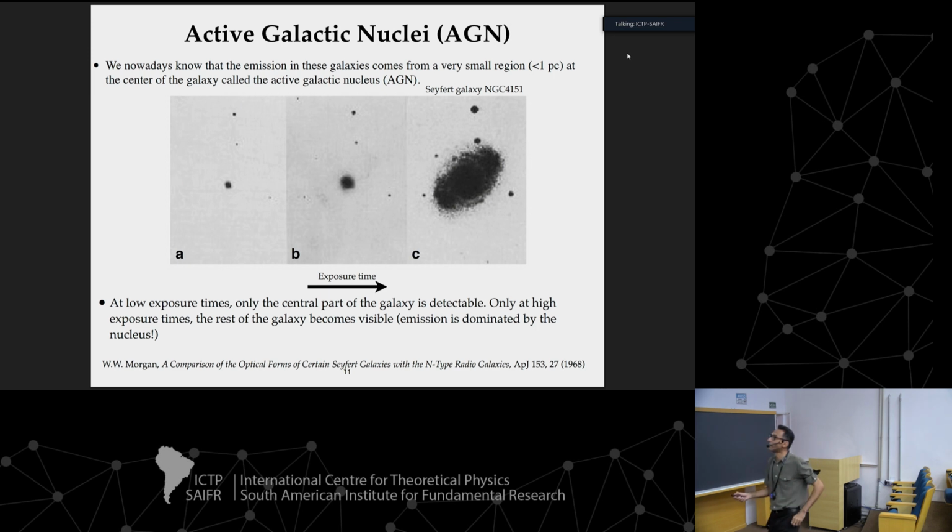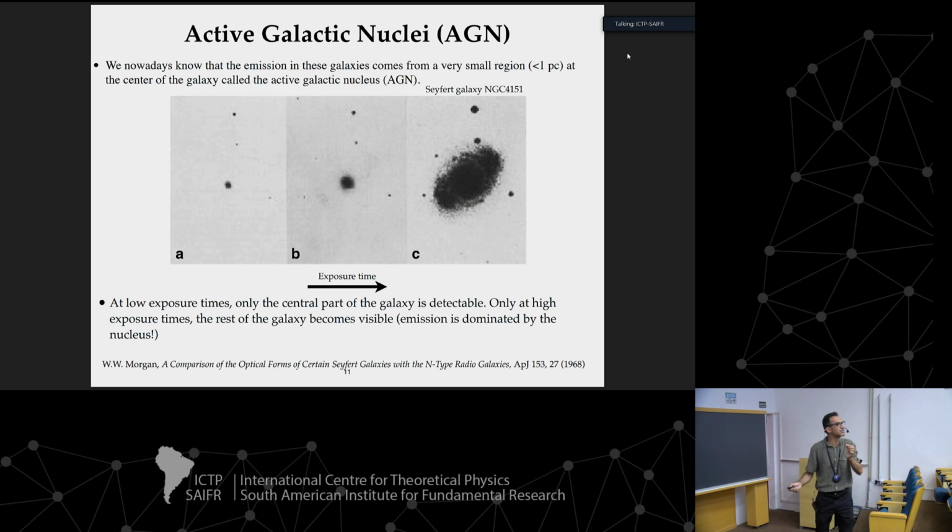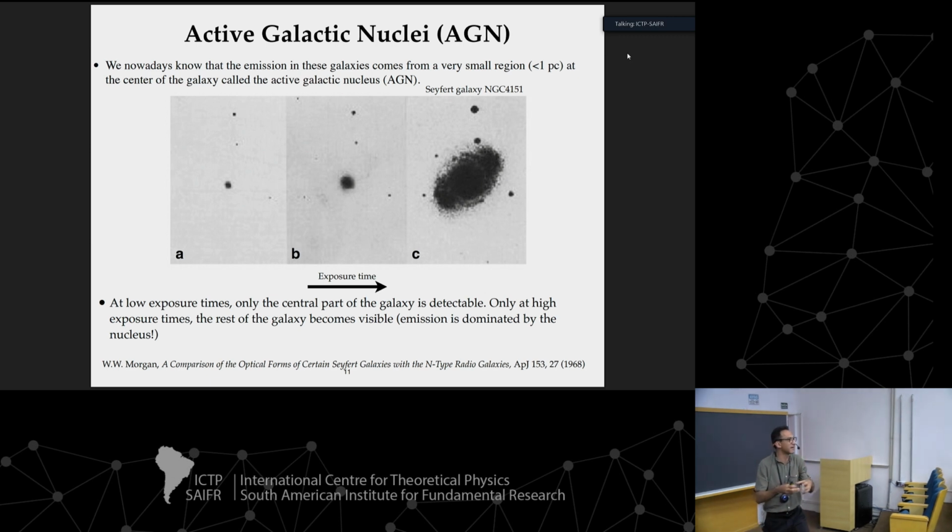Another difference is that all this emission, these more than 1,000 normal galaxy luminosities, is not coming from the whole galaxy. It's coming from a very particular region inside the galaxy, which is the core of the galaxy. So here is just an image in the optical of an AGN for different exposure times. In the beginning, you only see the core of the galaxy, and if you want to see the whole galaxy, you need to observe for a much, much longer time. So most of this luminosity is coming from a very compact region in the center of the galaxy.